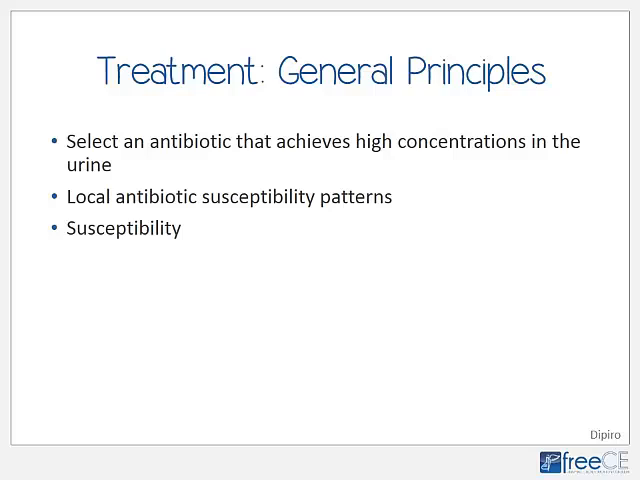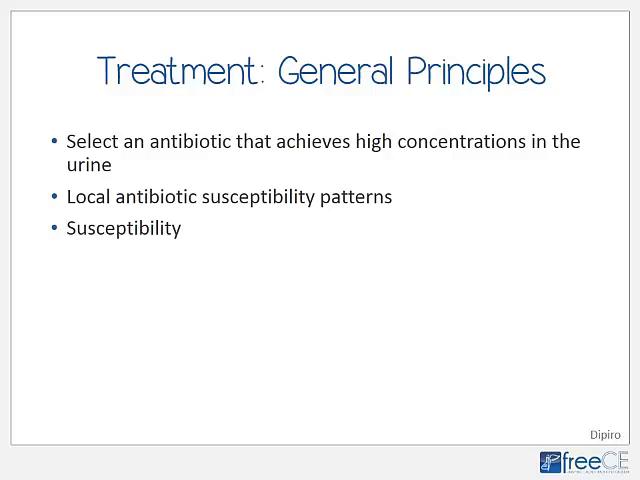So the first thing is that you want to select an antibiotic that's going to achieve high concentrations in the urine. We know that the ability to eradicate bacteria from the urine is really directly related to both the sensitivity of the organism to the antibiotic that we're using, as well as achieving high enough concentrations in the urine. So we're looking for an antibiotic that we're going to be able to achieve high concentrations in the urine.